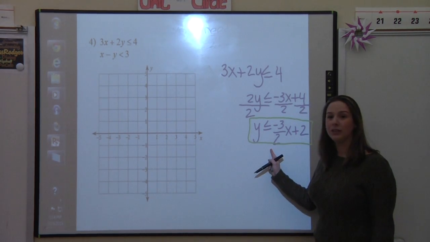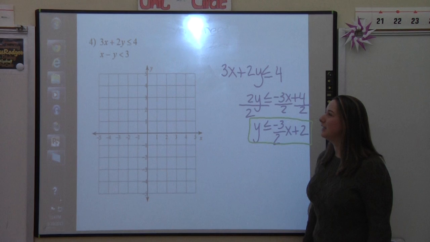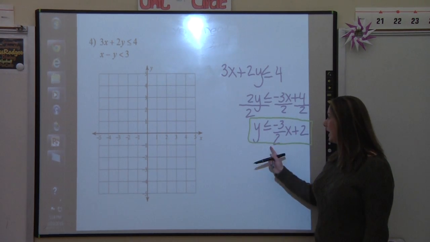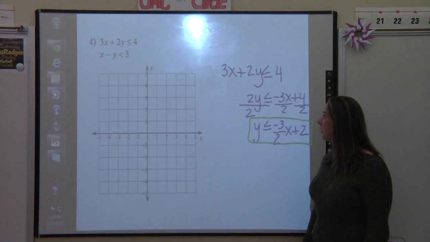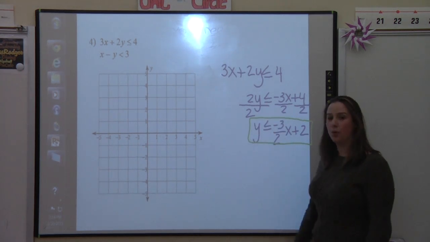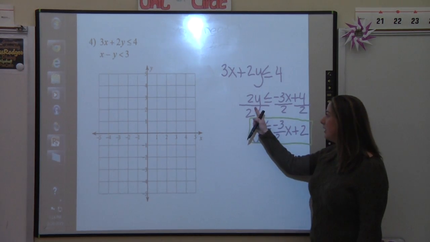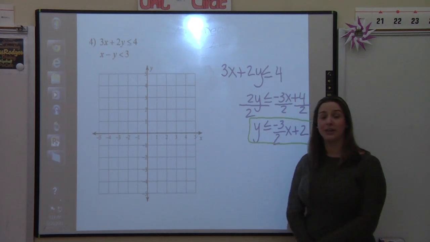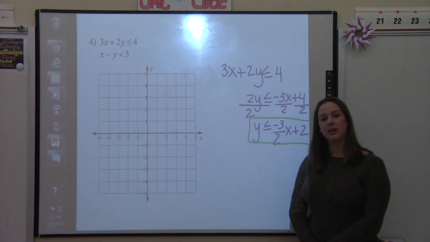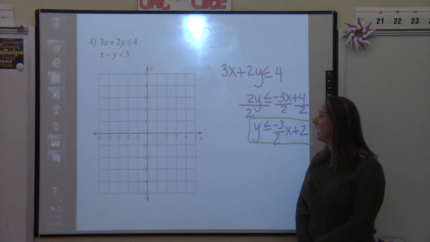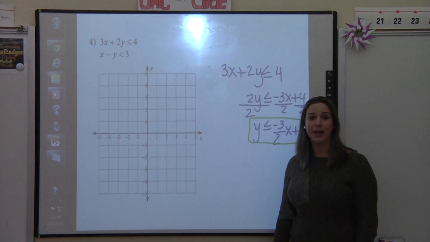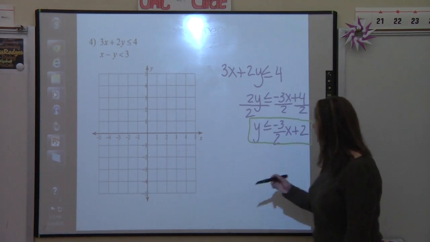This is the inequality for 3x plus 2y is less than or equal to 4 in slope-intercept form. When we have inequality signs and we are dividing, there's one rule that we want to remember and consider. When we multiply or divide by a negative number, we have to flip the direction of the inequality sign. We did not see it on this problem, but we may need to use that fact for the next problem.